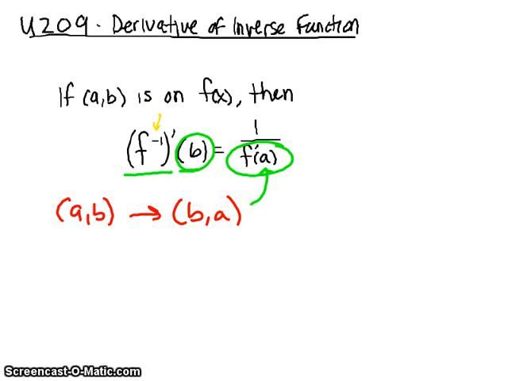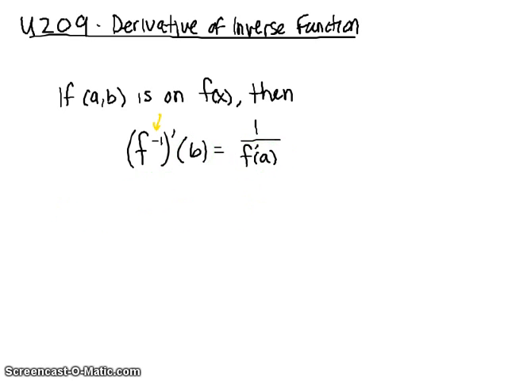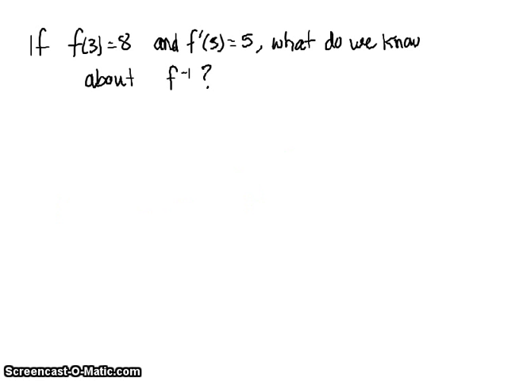So there are a couple of different ways that we can see a problem like this on the AP. We're going to look at a few examples, and this is going to be the first one. The AP is not going to ask a question like this, but it's an interesting question. It says if f of 3 equals 8 and f prime of 3 equals 5, what do we know about f inverse?